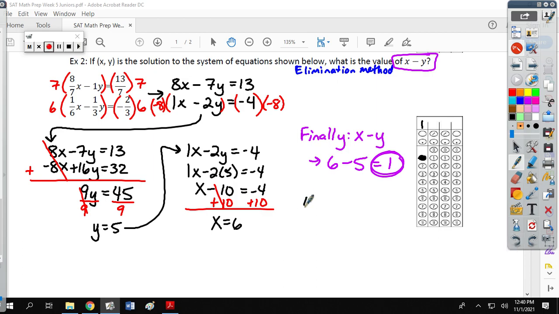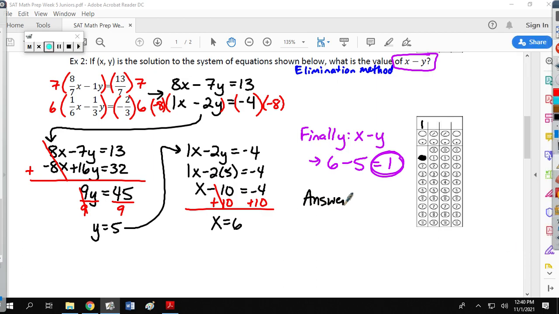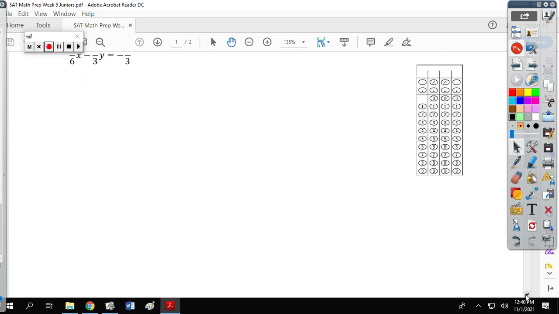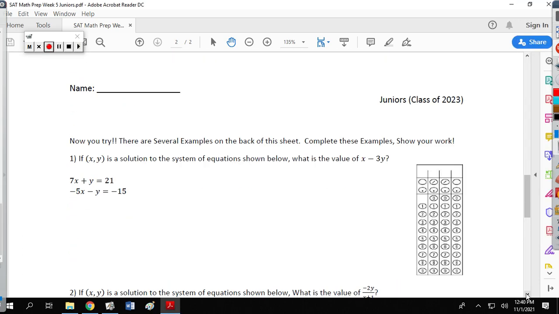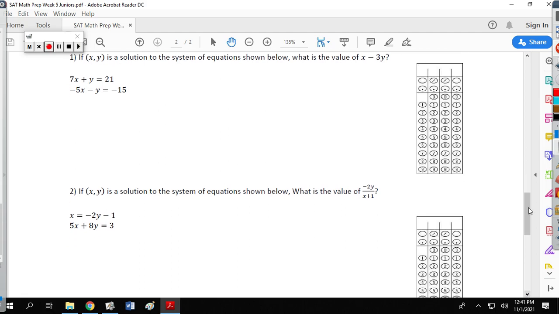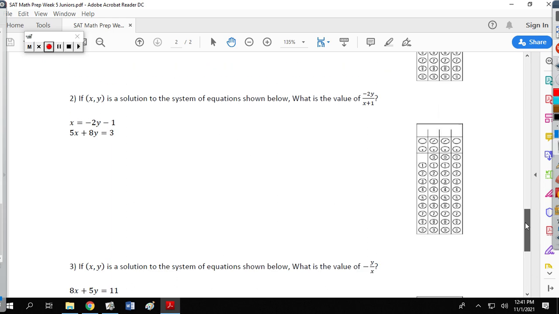So our answer is the value of x minus y, which is 1. We did this last week, and we just did more practice this week. On the back side of your paper, there are more examples of systems of equations for you to try. You need to solve these couple of examples and then turn your paper in to your proctor.